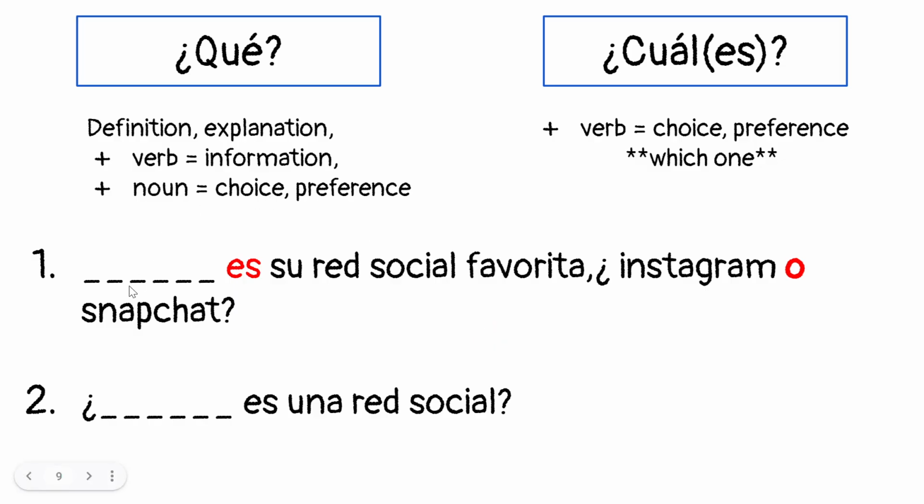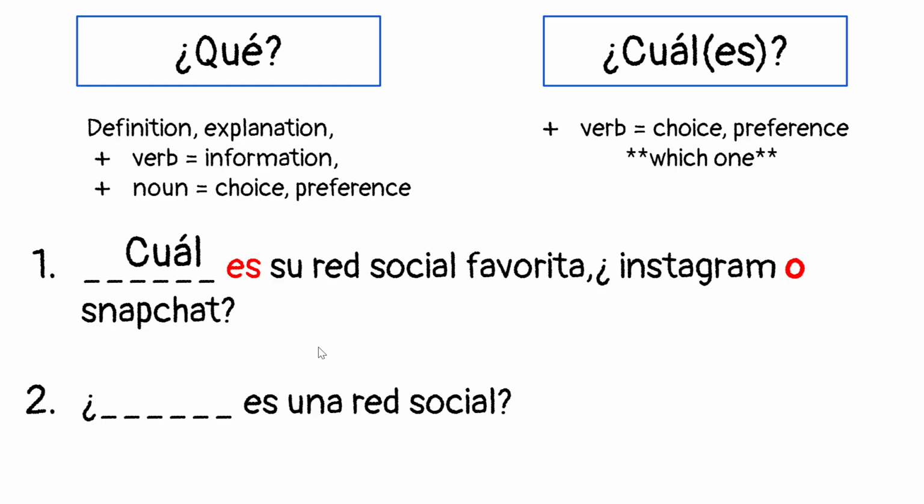Okay. Blank es, that's a verb, su red social favorita. Blank followed by a verb is going to lead us to cuál. The other way we're going to know is because, look, we have a question with a choice, an or, Instagram or Snapchat. Cuál. Okay.